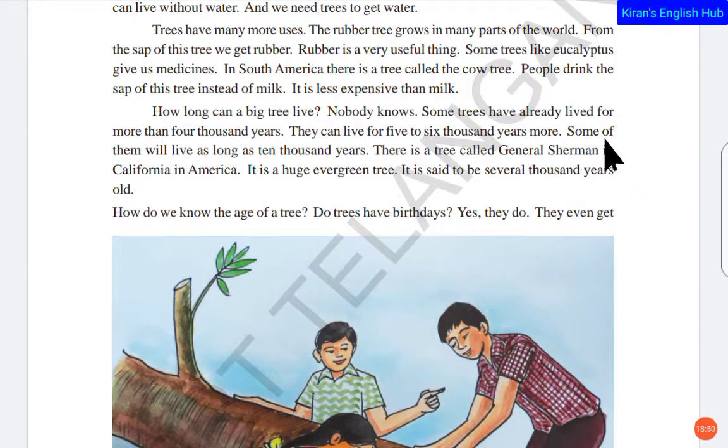So some of them will live as long as 10 years. So there is a tree called General Sherman in California in America. It is a huge evergreen tree.